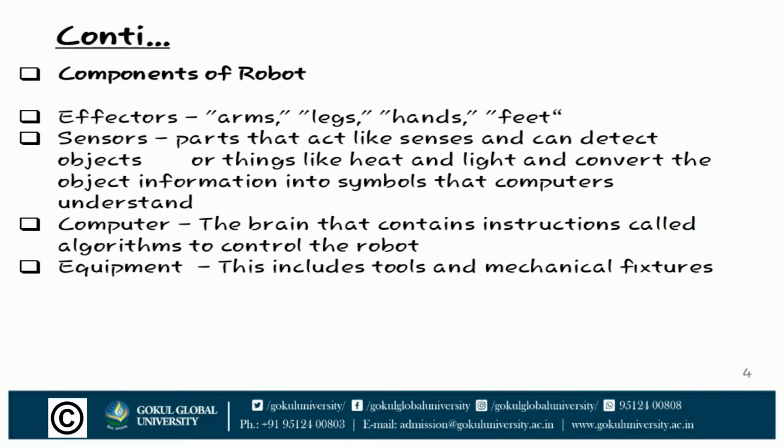Components of robots. First, effector. Effector covers arms, legs, hands, feet. Second, sensor covers parts that act like senses and can detect objects or things like heat and light and convert the object information into symbols that the computer understands. Third is the computer, the brain that contains instructions called algorithms to control the robot. And last is the equipment. This includes tools and mechanical fixtures.